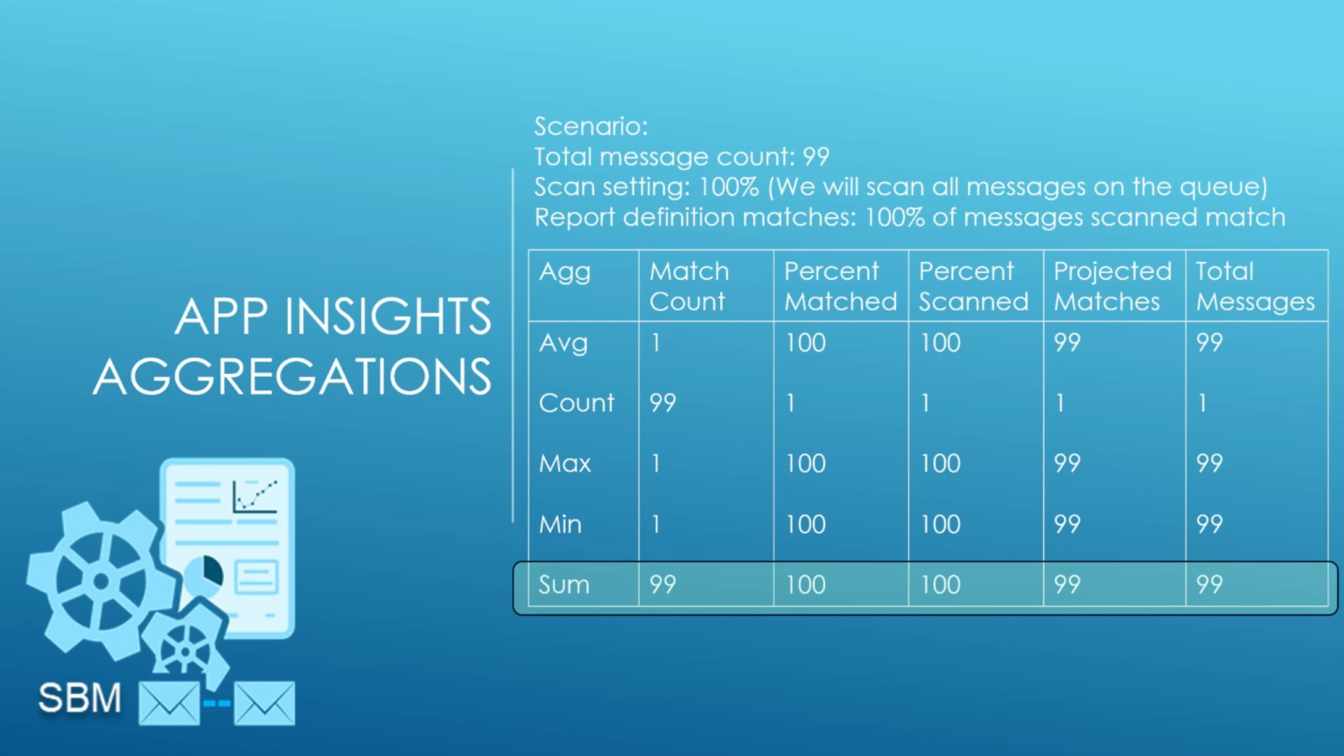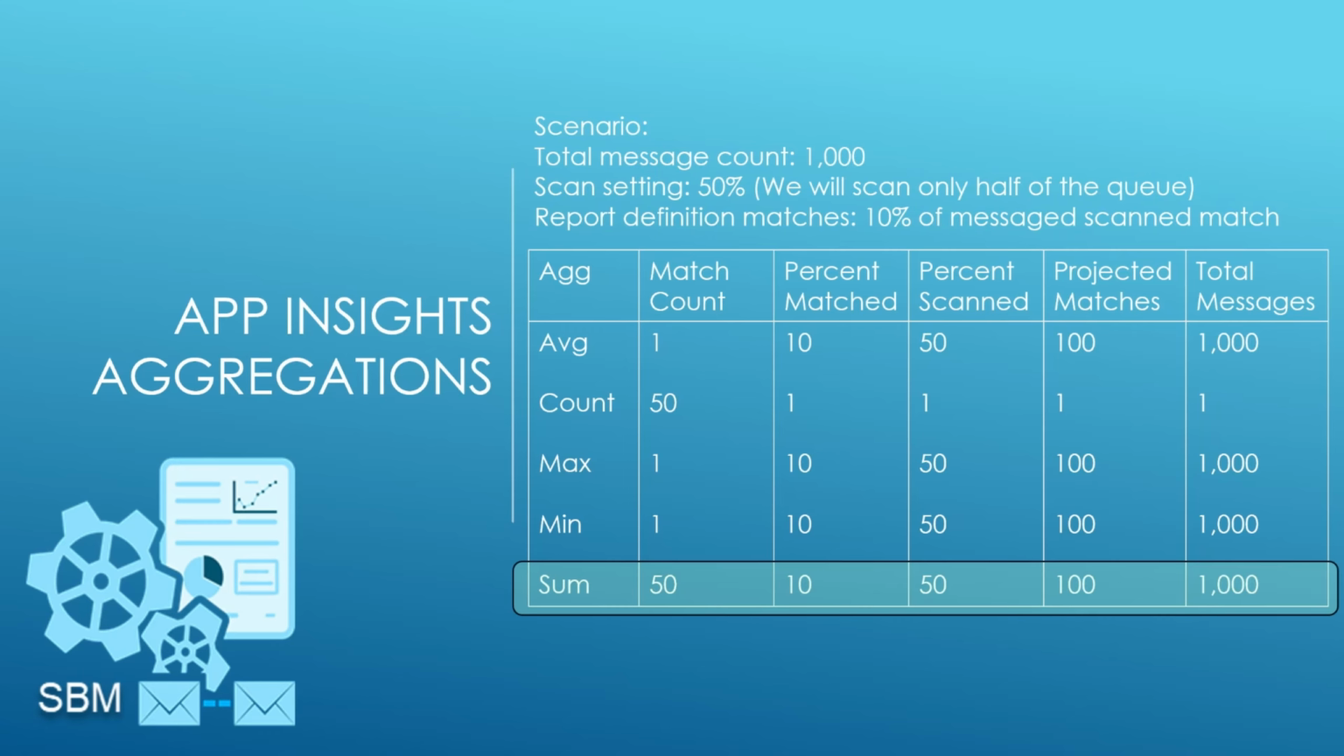Let's consider a more interesting example. Let's presume there are 1,000 messages on the main queue. SBM is configured to scan 50% of the queue. Let's presume our report matched only 10% of the messages we scanned. Here is what we would see in Application Insights metrics. The match count is 50 as we scanned 500 messages and 10% matched. The percent matched is 10%.